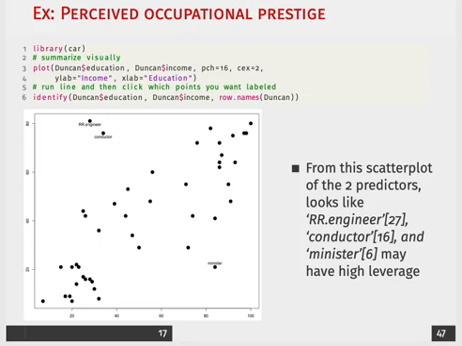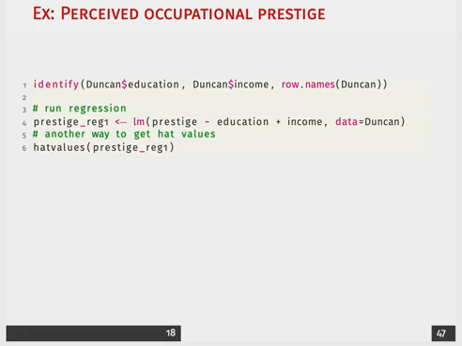And I've pointed out a couple of different ones that may be outliers because they're farther away from the center of the cloud in our covariate space. Now that we've visually identified what observations may be likely to have large potential leverage, we're going to go ahead, run our regression, and get our hat values. So what we're doing in line 4 is just running our additive model with prestige as our outcome and education and income as our predictors.